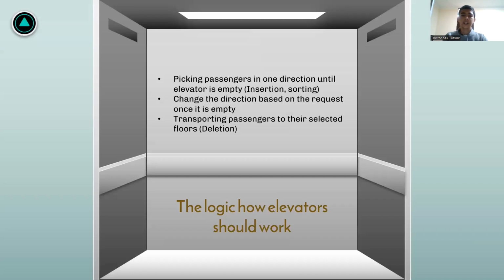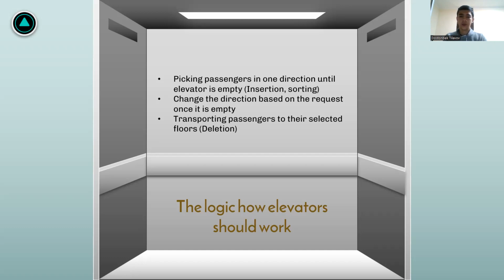So the operations included in elevators are picking passengers in one direction until the elevator is empty. This means picking a passenger is an insertion into a data structure, a container. And at the time of insertion, it should be automatically sorted, which we will discuss later. Then change the direction based on the request once it's empty. Okay, we will see this one also.